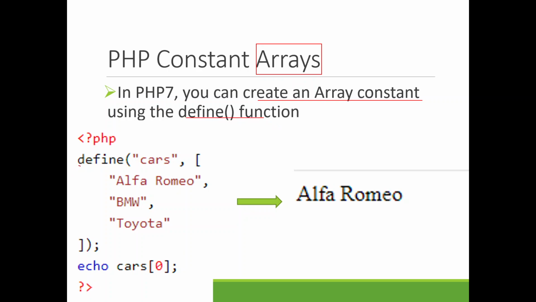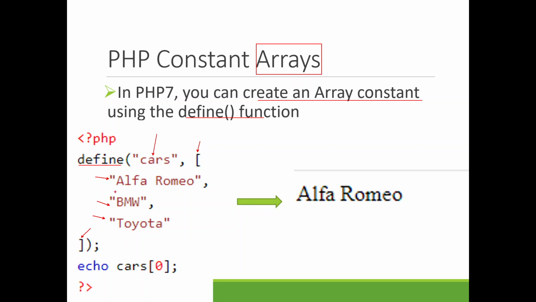So how to do that? Define, then the name of the array constant. Then, as you're going to see, when we define arrays, we normally use these square brackets. So we do the square bracket, then we do the values separated by a comma. So Alfa Romeo, BMW, Toyota. And the values in this array are strings.